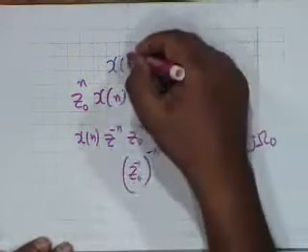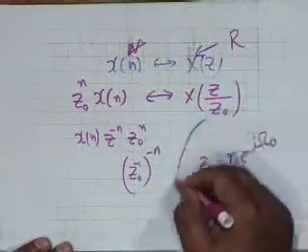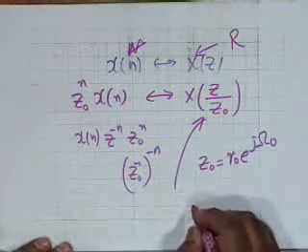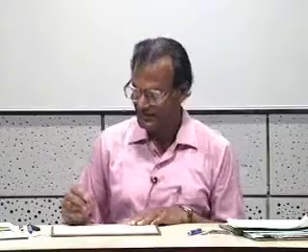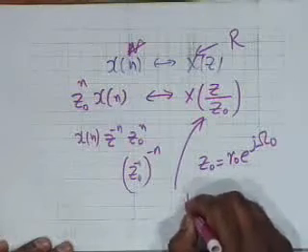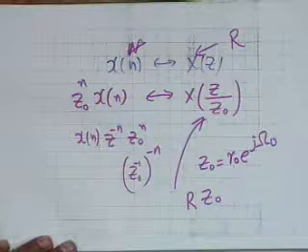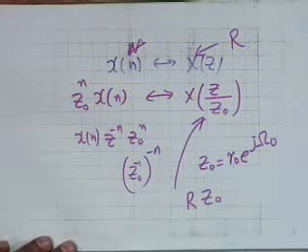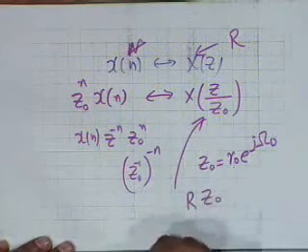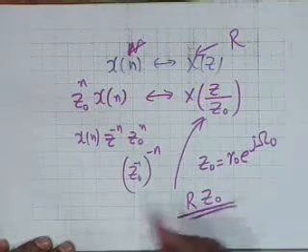In other words, if the ROC of capital X of z be R, then the ROC of this shall be 1 by mod r naught times R. Where is r naught? That is, r naught is this. In general we can say the ROC would be R times z naught. Because the angle is not effective, it is simply multiplied by z naught. Is that okay? We can say in general the ROC is this.